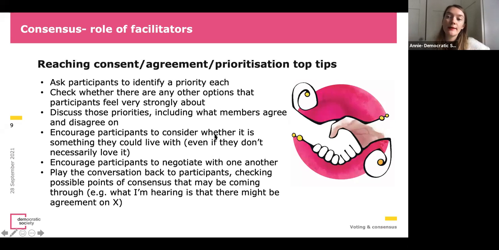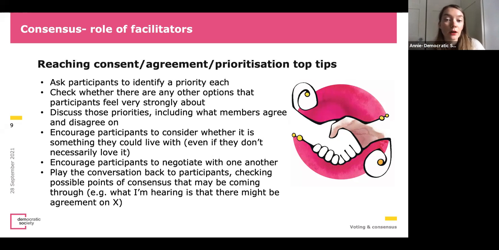So we will go into this in more detail when we do facilitation training. But this is just some tips when you're doing consensus and you're trying to reach agreement with a group of people. So if you're stuck and it's just not getting to a point of conclusion, you can ask participants to identify a priority each. So if you've got a small group and there's 8 people in a group, you can ask them to individually identify their priority each.